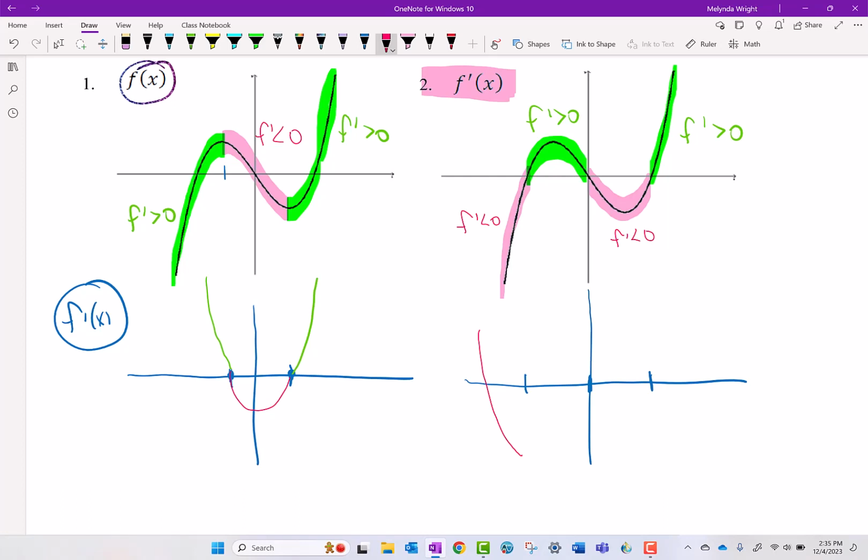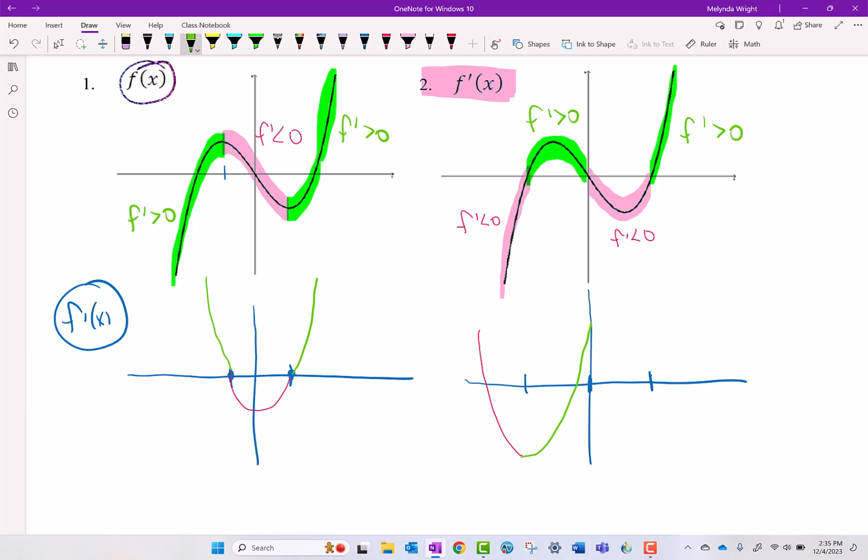Then f prime is positive, so that means f is increasing. It increases all the way to here, this little mark right here. It increases in this section. So let's increase, increase, increase until we get to there. Okay, good. Again, it could be taller, shorter, I don't know. It just matters that it's increasing.